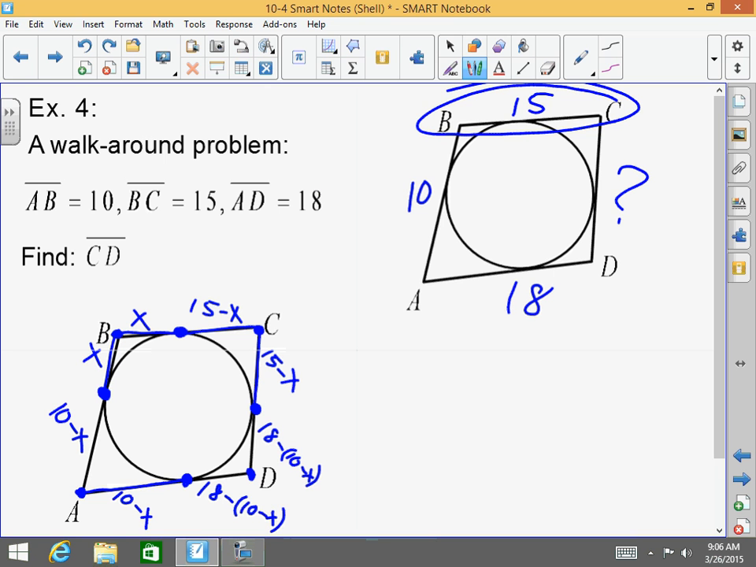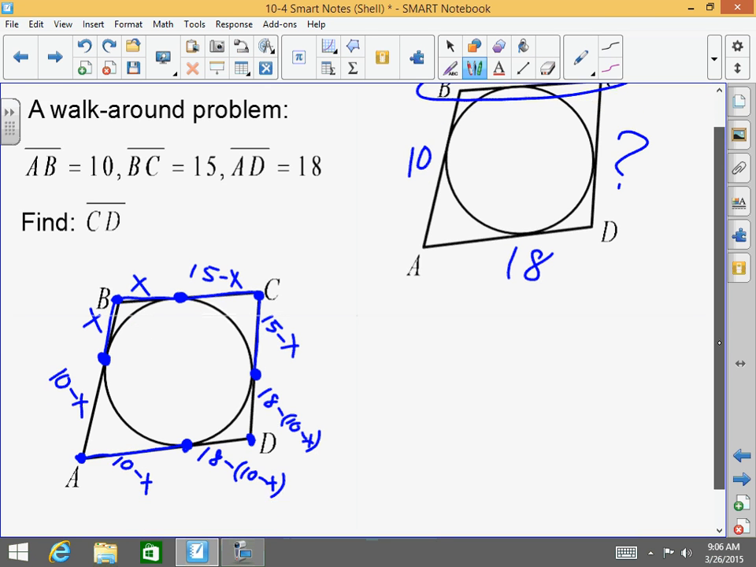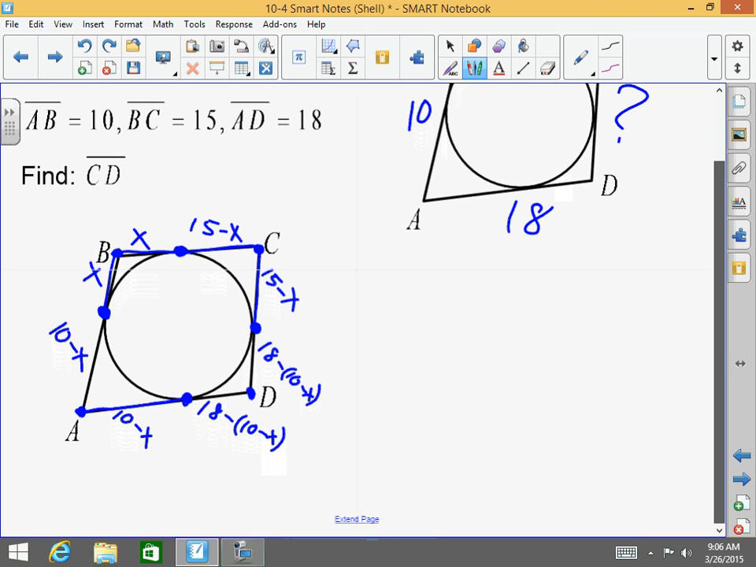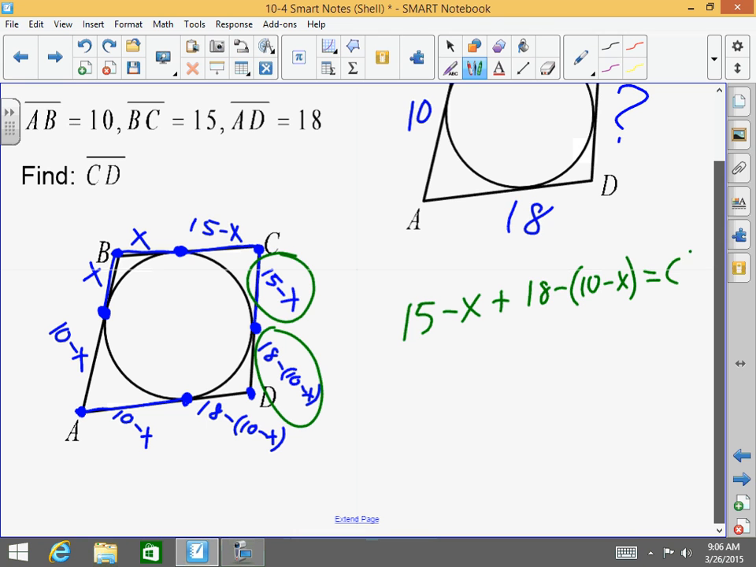Okay, now, you may be saying, okay, that's really pretty. That's awesome. So what? Doesn't 15 minus X plus 18 minus 10 minus X equal CD? Calculate it, brothers. 15 plus 18 is 33. Negative X minus 10 plus X, the X's cancel. 33 minus 10 is 23. And guess what? CD is 23.